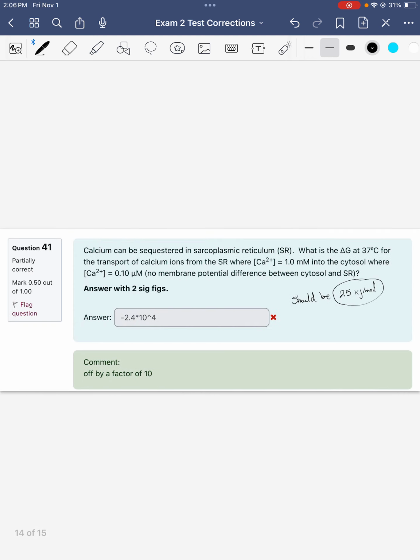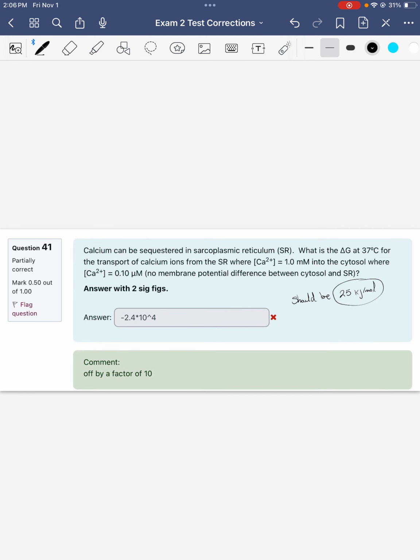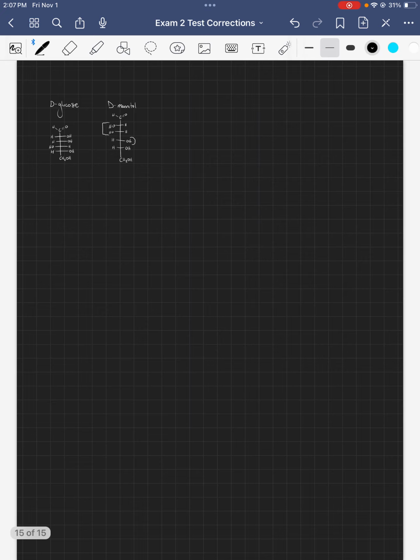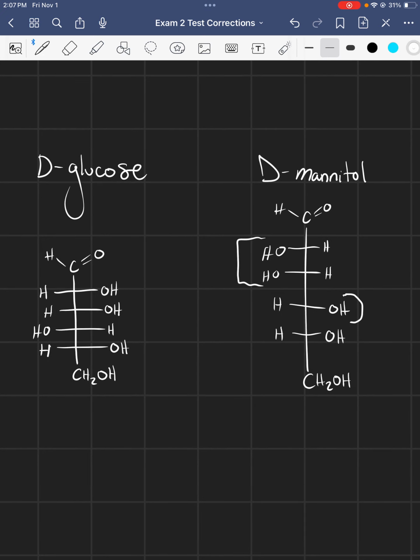For 41, I was off by a factor of 10, so it should be 25 kilojoules per mole. And then for the last one, I got it wrong. I didn't get any feedback as to why. So these are the D-glucose and the D-mannitol. You can just kind of see where they're different there.